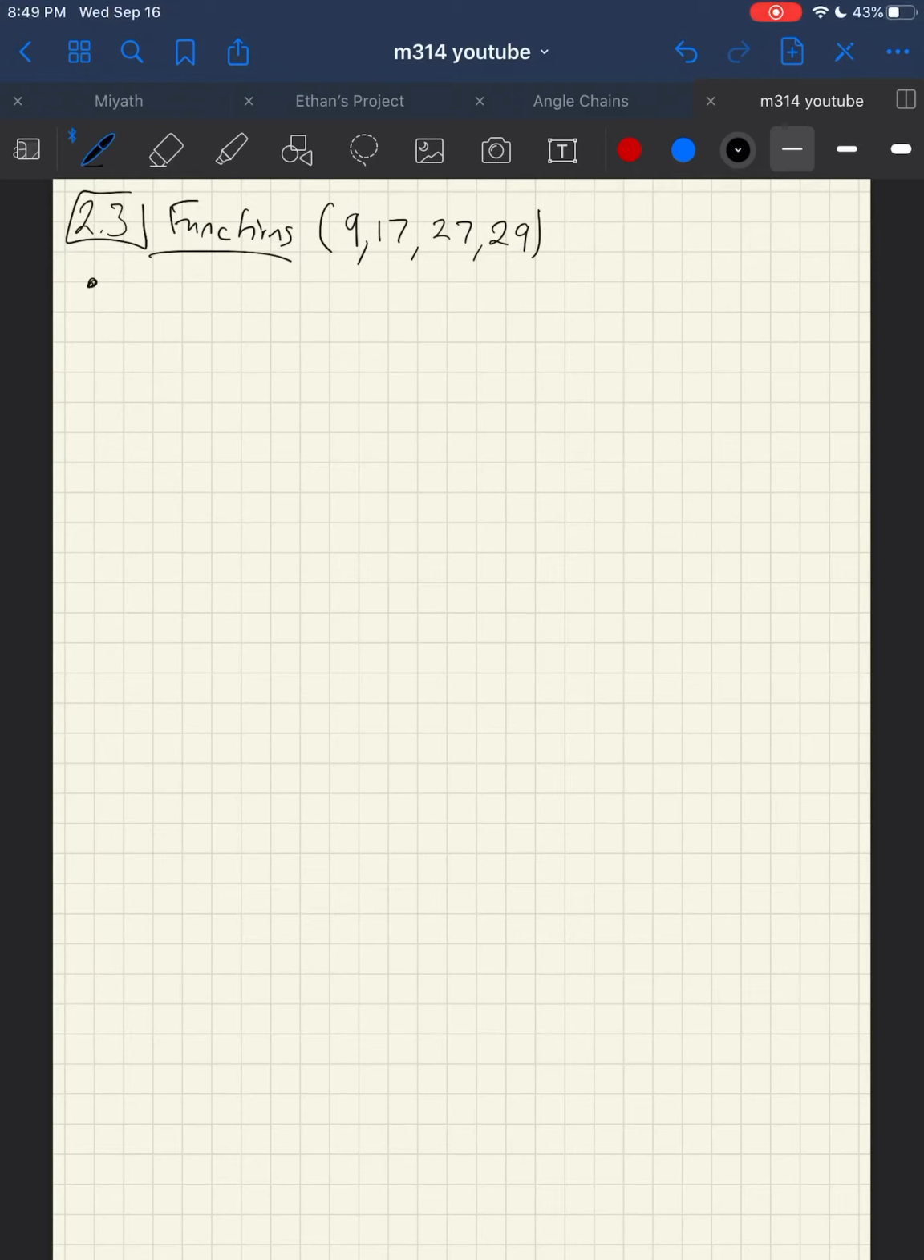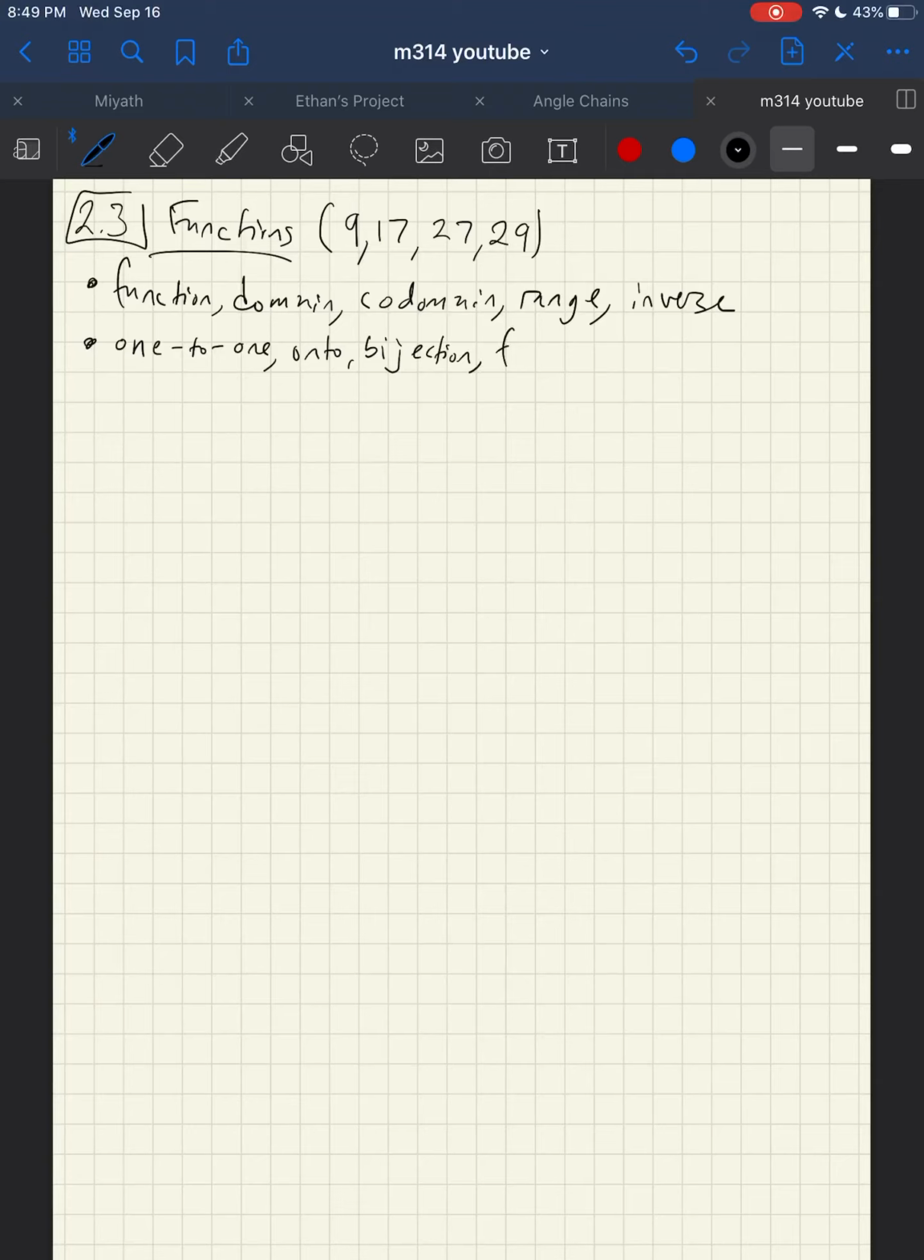So the topics for this section are function, of course, domain, codomain, range, inverse, then we're going to have one-to-one, onto, bijection, factorial, and floor.